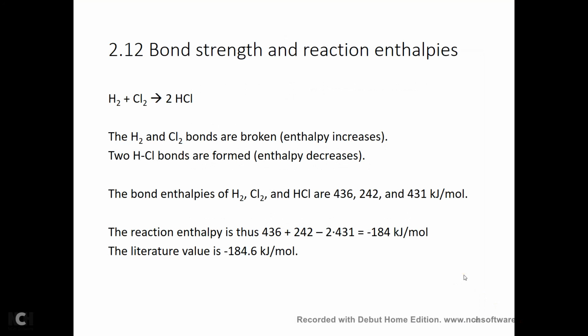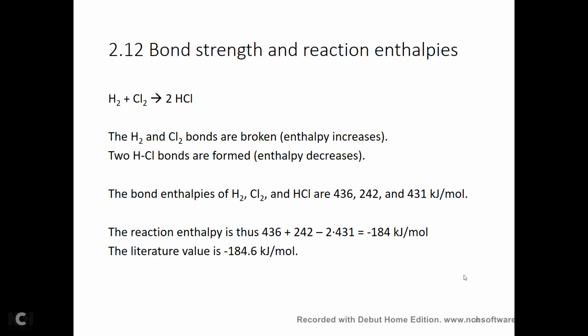Section 2.12 Bond Strength and Reaction Enthalpies. In any chemical reaction, some bonds are broken, some bonds are formed. When bonds are broken, energy is required. When bonds are formed, energy is released. So there's a way to estimate the reaction enthalpy given the bond strengths.